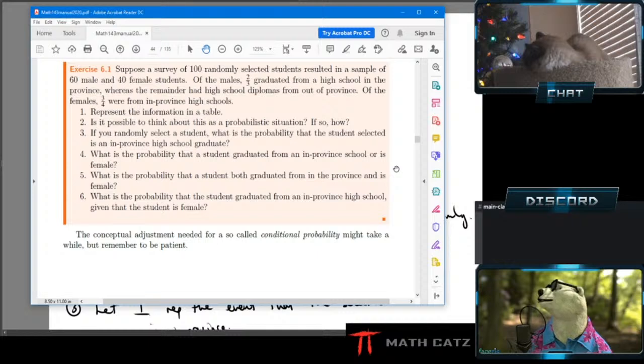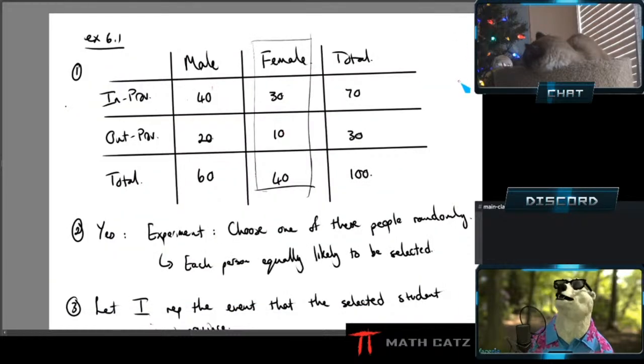Okay. Let's remember what we did here. Our table worked because of how the information was presented, giving me all the numbers pretty much. And I was able to fill in all the little areas in my table. And then they can ask me anything they want. I just pick from the numbers. If I need to find the probability that a person is in province or female, then I'll just pick the numbers appropriately, satisfying those restrictions, and put it over the 100.